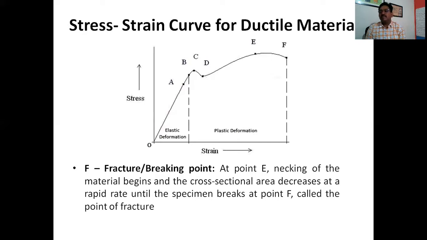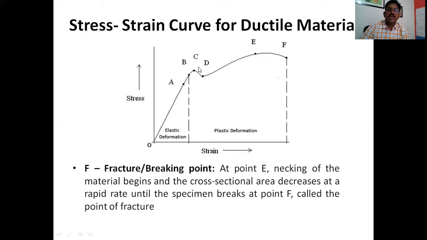So from D to E there is a gradual decrease in the area, but beyond E, not in the entire specimen but only at a particular place, the necking starts, the decrease is at a rapid rate, and at a particular point it will break. The stress at which the failure occurs, that is, it breaks, is called the breaking stress or fracture stress. These are the important and salient points in a stress-strain curve for a ductile material.